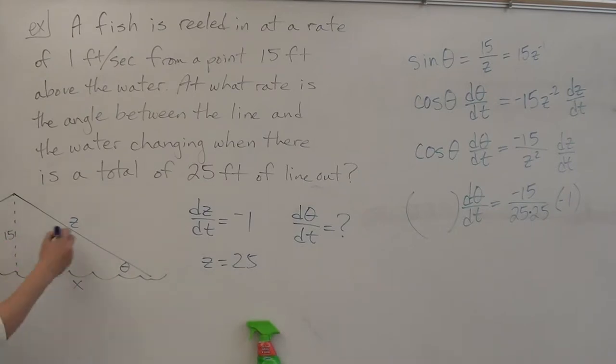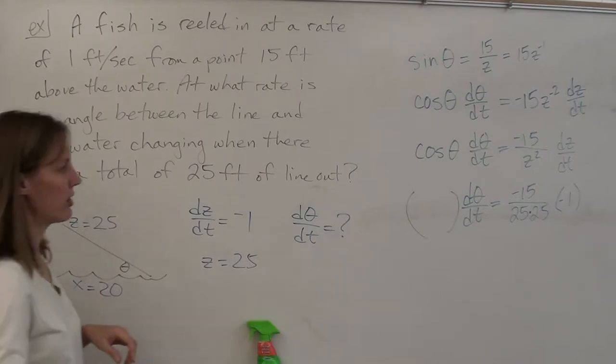So if this side is 15 and this side is 25, does anyone know what this side would be? 20. This side would be 20. It's a 3, 4, 5 multiple, right? So the cosine of theta is what over what? 20 over 25.